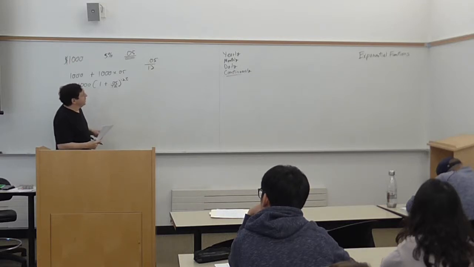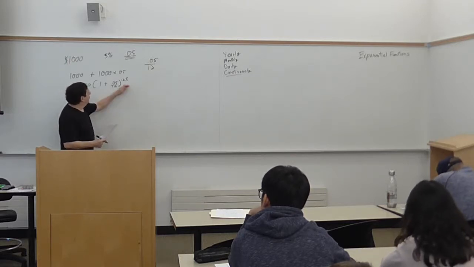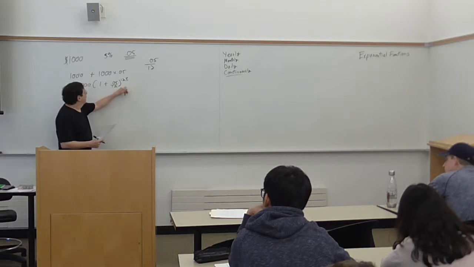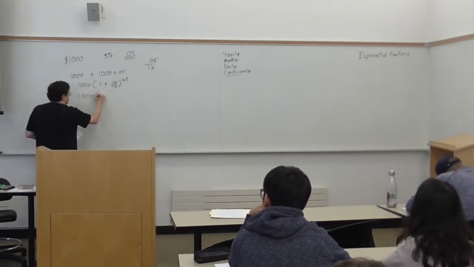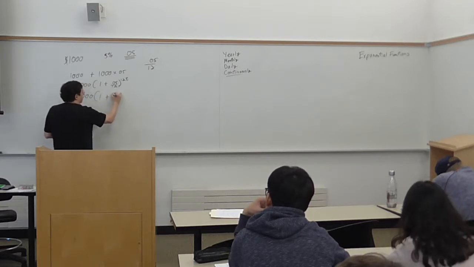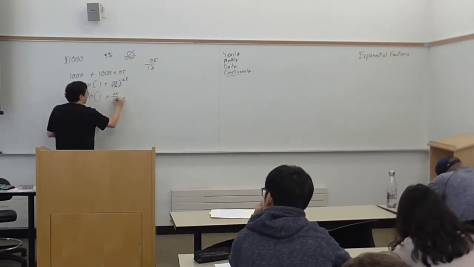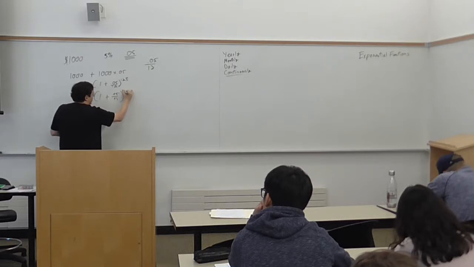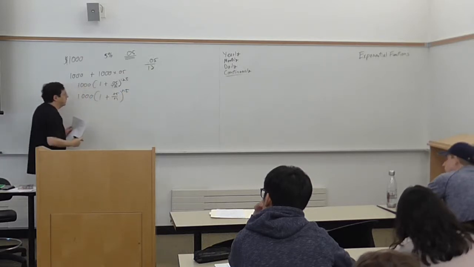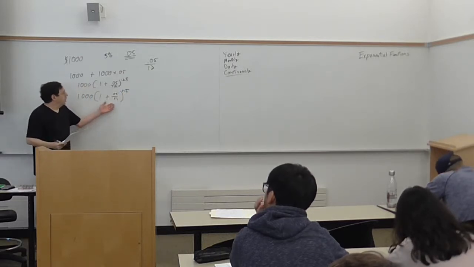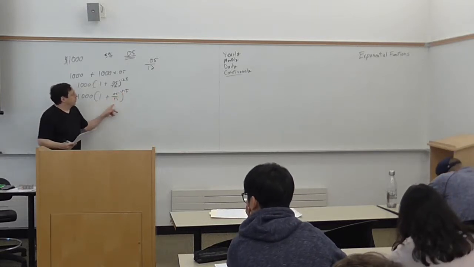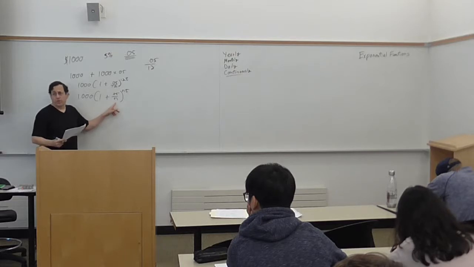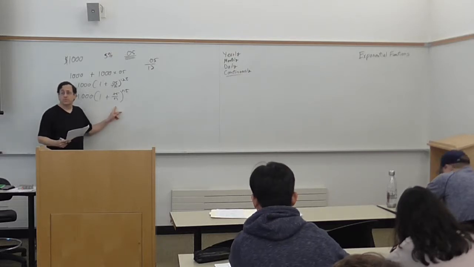We go to daily. Now, what's changing here, right? Well, I say 1 plus 0.05 over n, raised to the n t. Well, that's how much I have given n is a number like 12 for monthly, or 365 for daily.